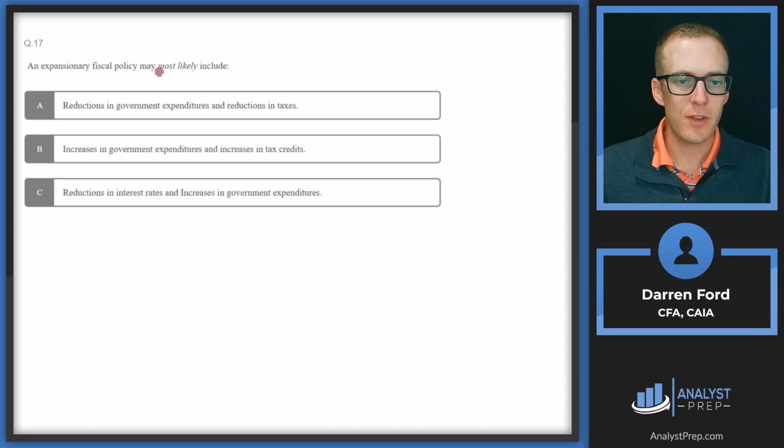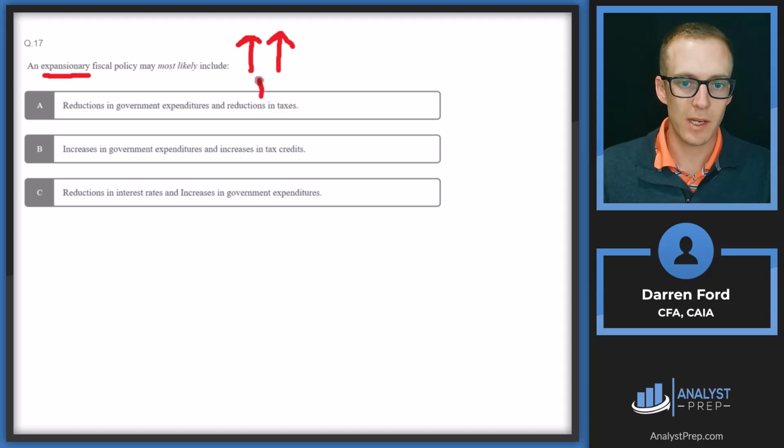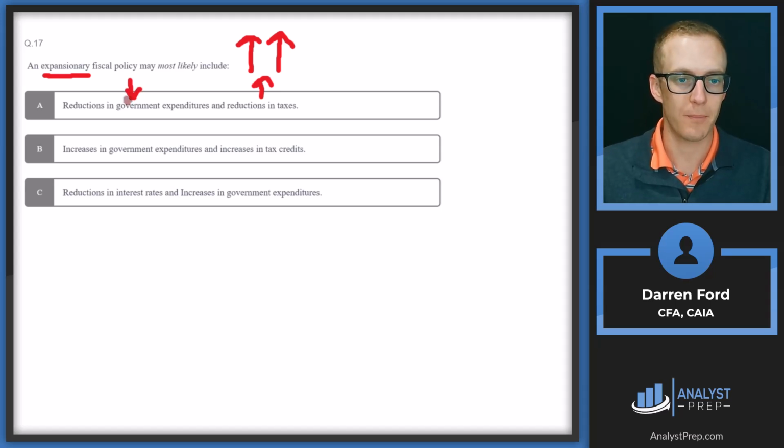Answer A. An expansionary fiscal policy may most likely include. So expansionary means we're expecting money supply to increase and we're expecting to see something like more fiscal spending or lower taxes, something the government is doing in order to increase economic activity. So we've got A, reductions in government expenditures and reductions in taxes. Reductions in taxes would be expansionary. However, reductions in government expenditures would be contractionary. If the government's spending less money, that's going to be less money flowing through and less money supply. So A could be our answer, but let's see if there's anything better.